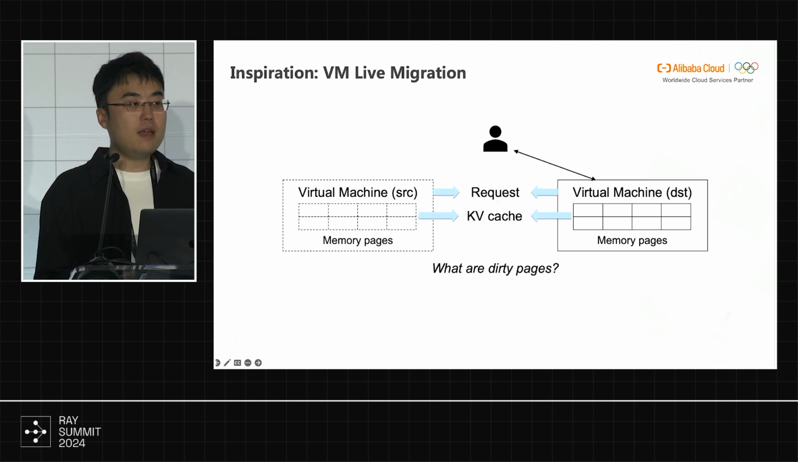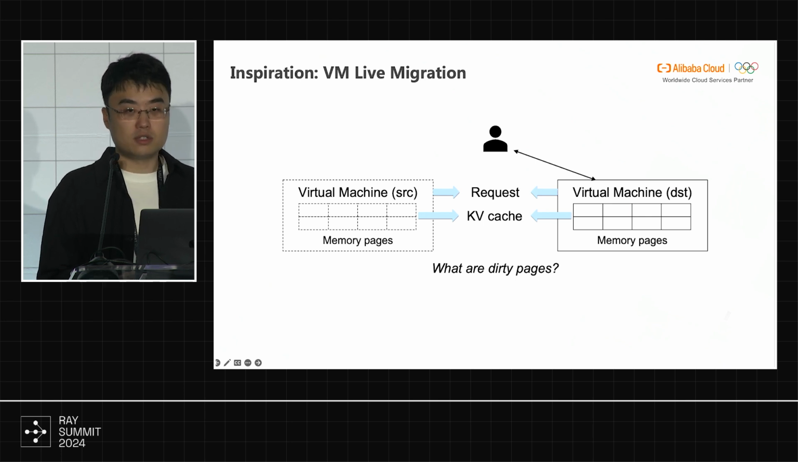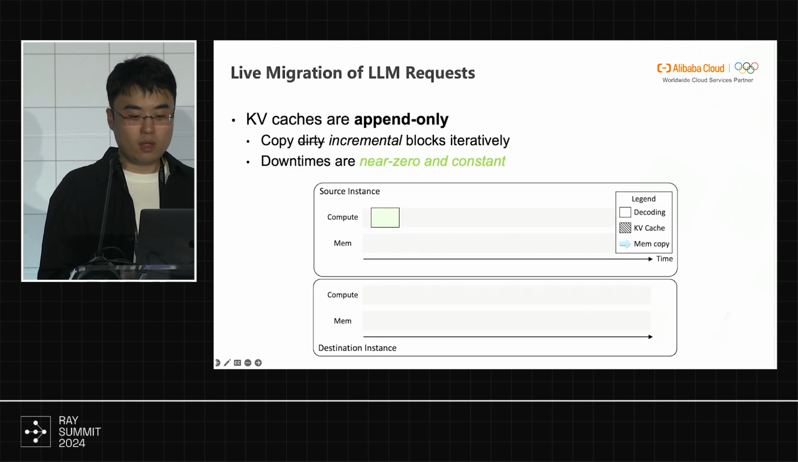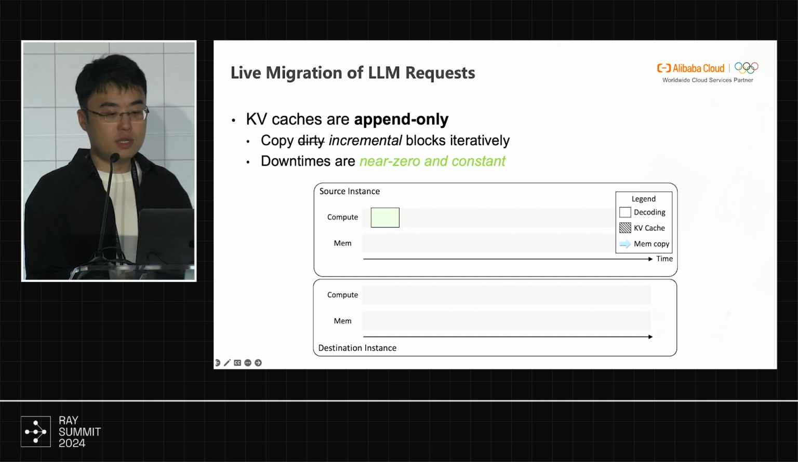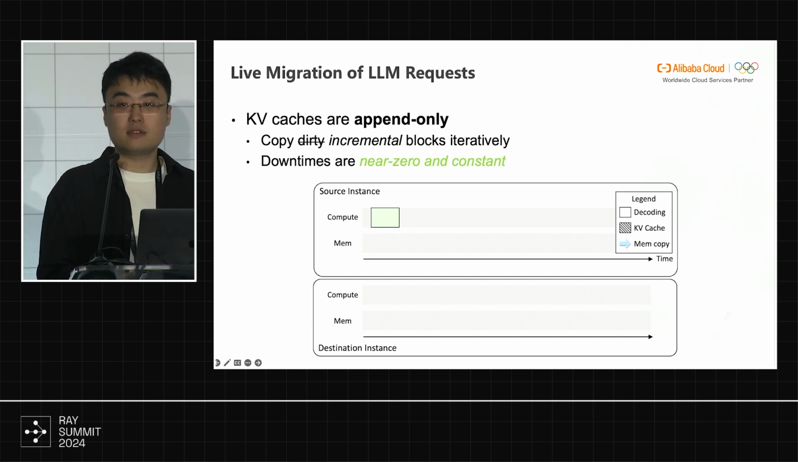To apply this technique to LLM serving, we can liken the VMs to the requests and memory pages to the KV blocks. Now the question is, what are the dirty pages? So the key characteristic of LLM inference here is that the KV caches are append only. That means there are no dirty pages or dirty blocks, and there are only incremental blocks that are appended to the cache as the decoding proceeds.